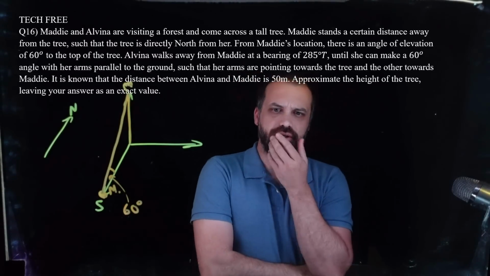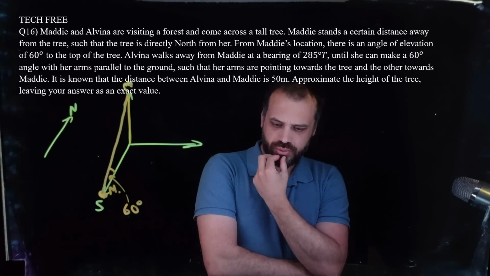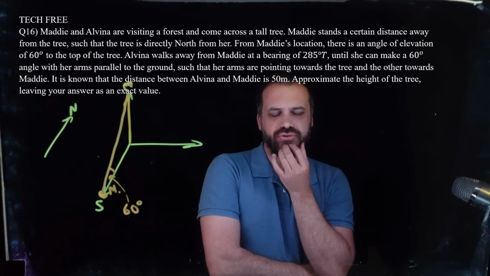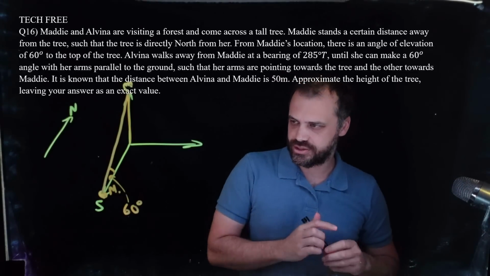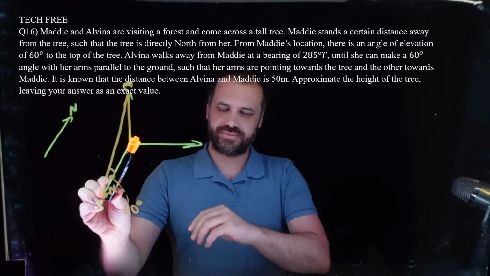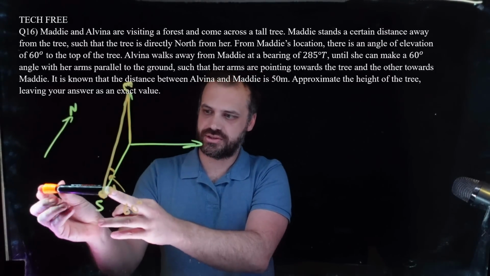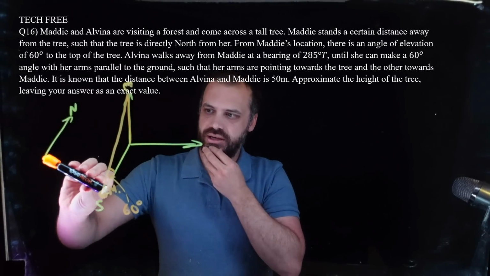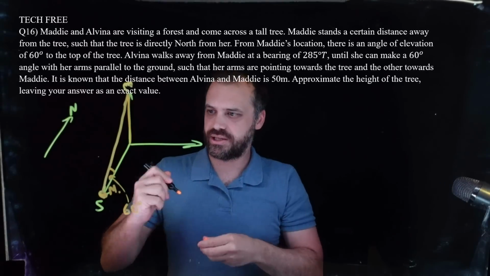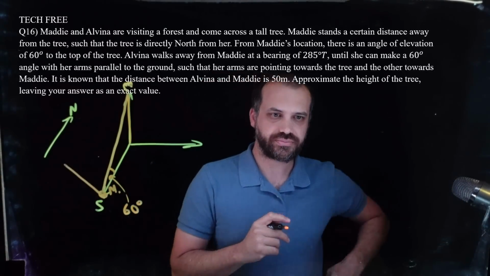Okay, what else have we got? Alvina, is that her name? Alvina walks away from Maddie at a bearing of 285 degrees true. Okay, so this is north, 285 degrees true. So that's 270, right? Because if you go all the way around, 270, another 15 degrees makes 285. So 285 is like in that direction.